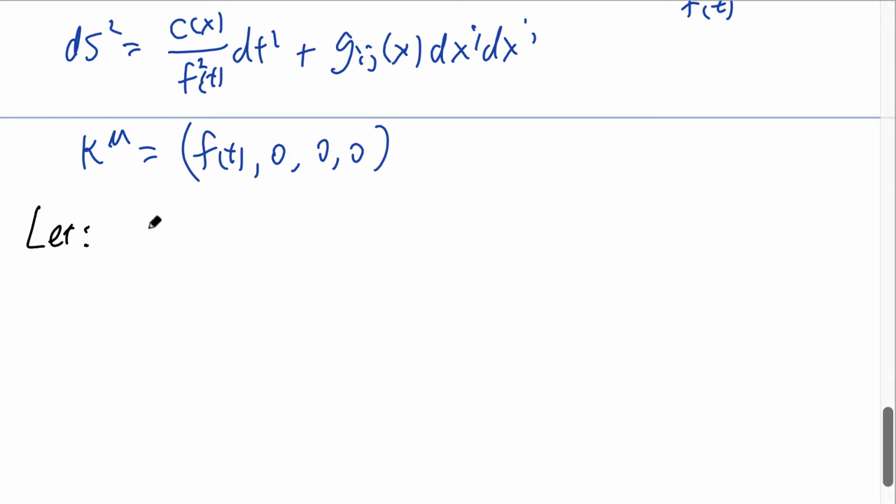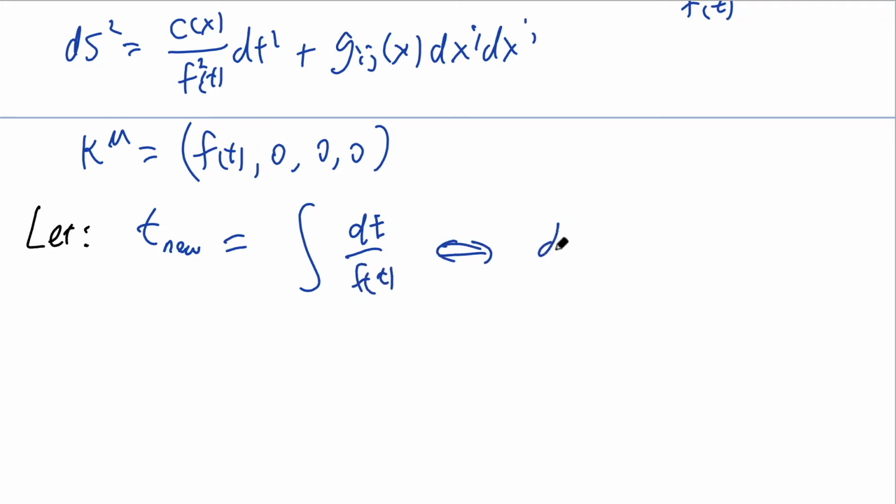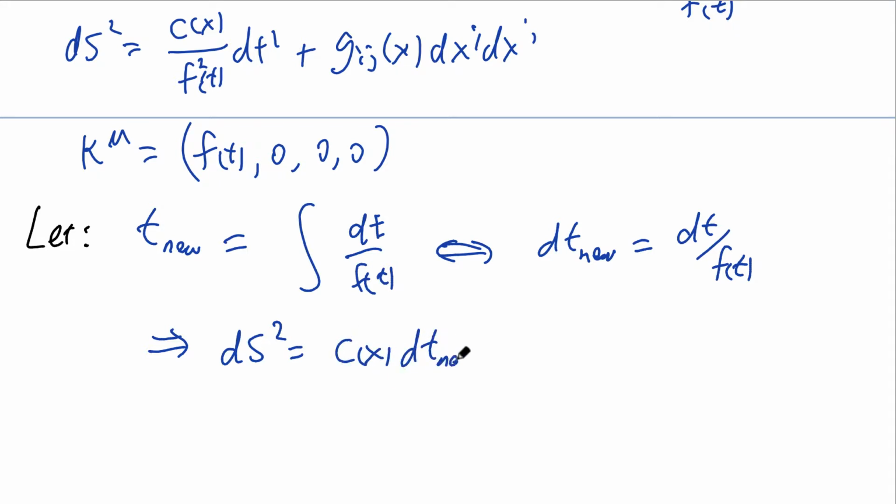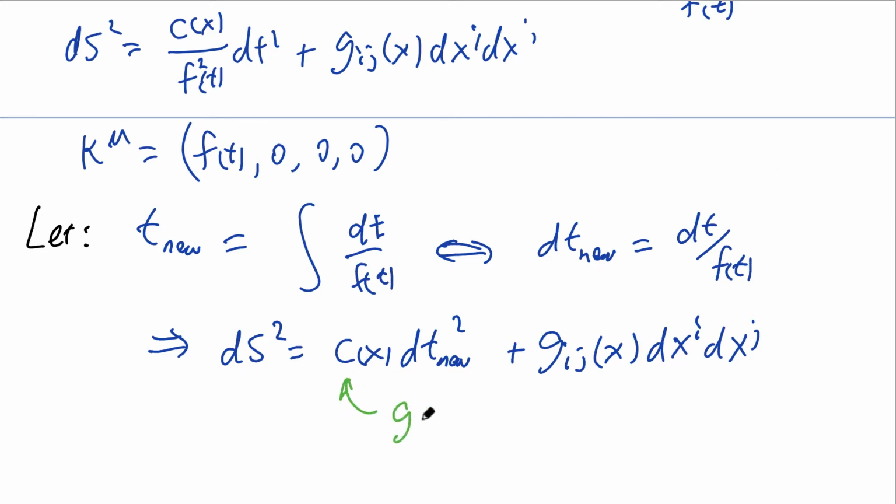So in other words, let's define a new coordinate t_new as the integral of dt over f of t. That's equivalent to saying that dt_new is equal to dt over f of t. And then this becomes ds squared equals some function of the spatial coordinates times dt_new squared. The rest of the metric is not affected by this change in t coordinates since it's independent of t. So instead of calling this coefficient c, let's just call it g_tt, with the understanding that it's a function only of the spatial coordinates x. And let's also just write t in place of t_new.